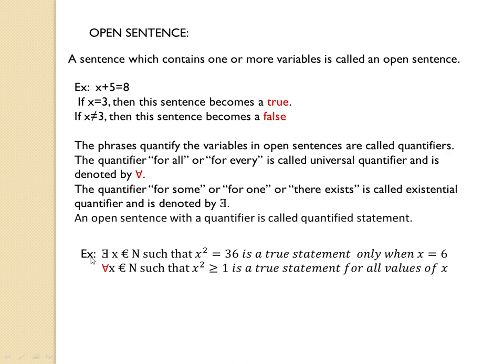For example, there exists x belongs to N such that x square is equal to 36. This sentence becomes true when the value of x is equal to 6. For all x belongs to N such that x square is greater than or equal to 1 is a true statement for all values of x.